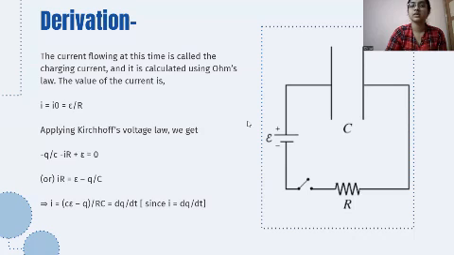On using Kirchhoff's voltage law across this loop, we'll get the equation minus Q by C, where Q by C is the voltage across the capacitor, minus I into R, where IR is the voltage across the resistor, plus E, where E is the EMF of the power supply.